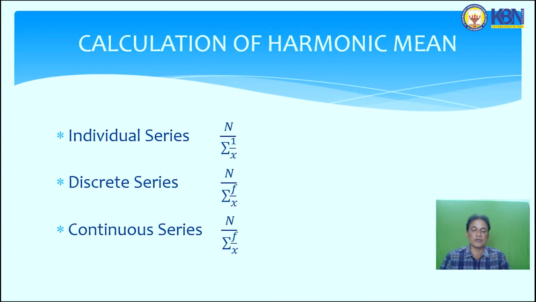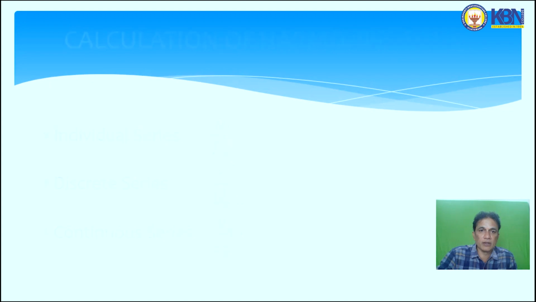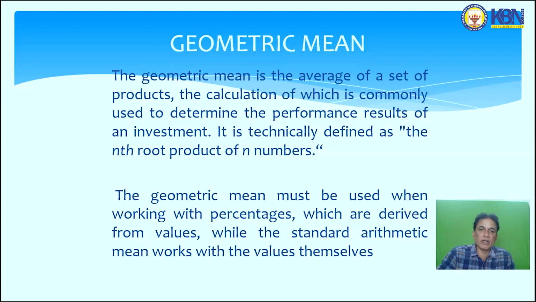Next, continuous series. In harmonic mean also, we find the mid value of the given data. Then we can calculate 1 by x, then we can calculate f by x. So here n means sum of the frequency, f means frequency, and x means mid value of the class intervals.